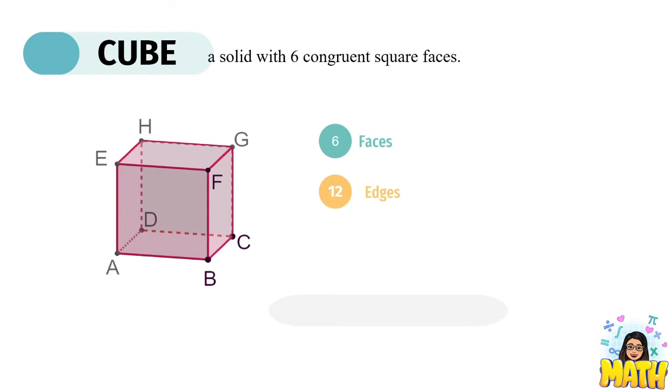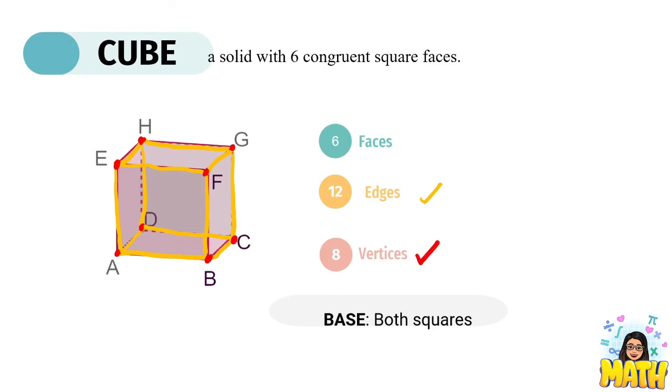These are line segments, 4 for the top part, 4 for the bottom part, plus another 4 for the left and right part. While for the vertices, these are corners. We have 4 on the top part and another 4 on the bottom part, which make up 8 vertices. And we have what we call the bases.